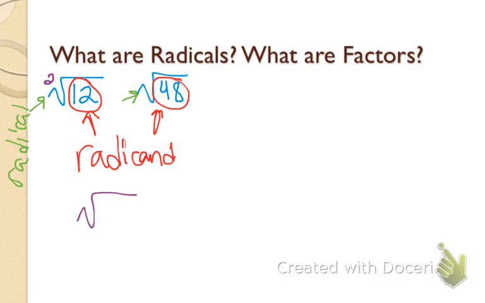But this would not be a square root. This would be a cube root. This would be a fourth root, and so on. So these are radicals. Factors.